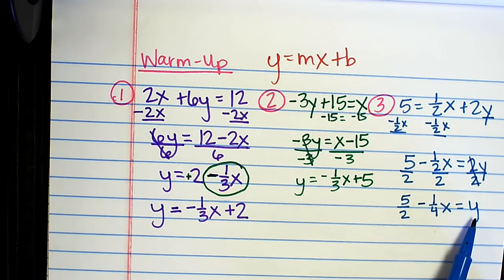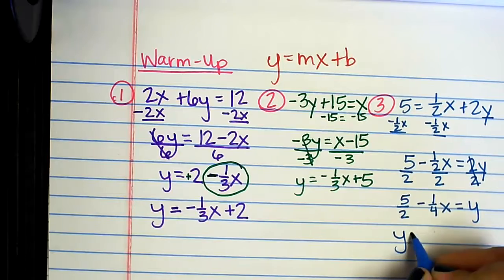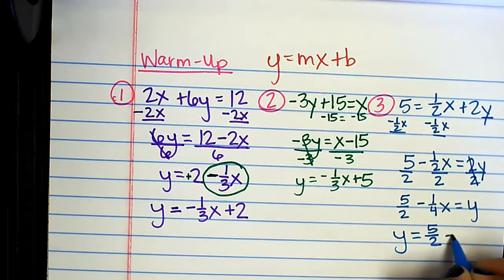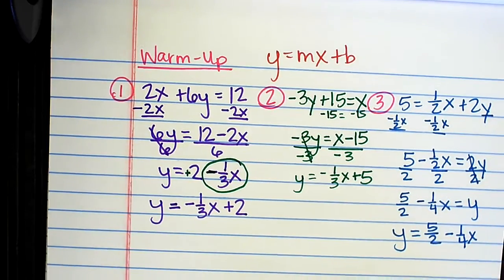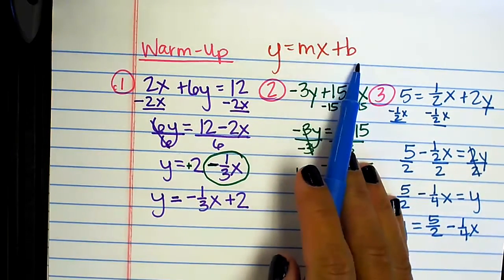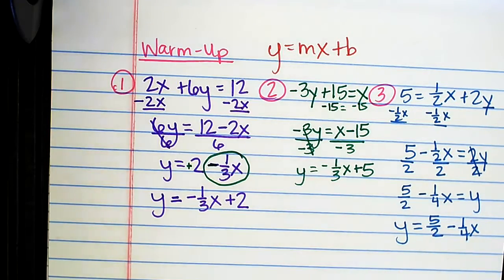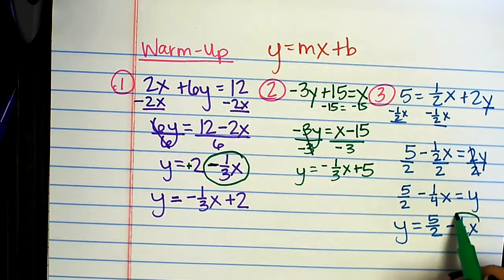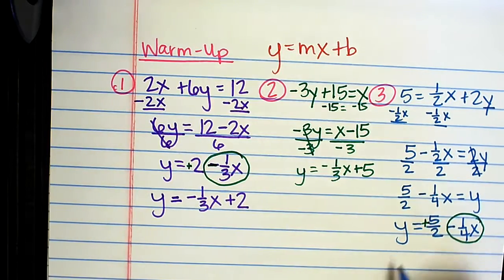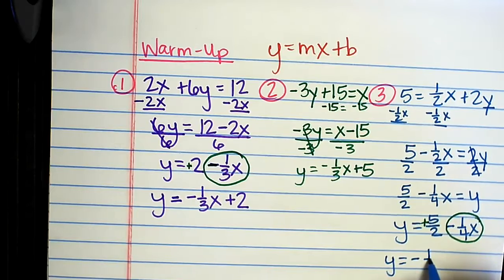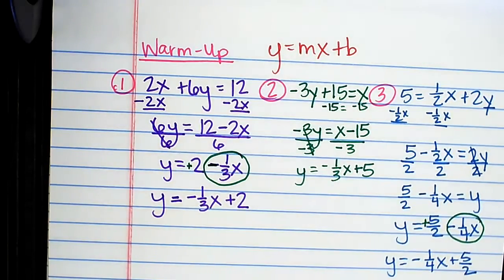If I want to make it pretty, first I'm going to move the y to the other side, and I'm going to write it exactly the same. But then also, if I want it in mx plus b instead of b plus mx, I'm going to switch them. Again, making sure that my 1/4 stays negative and my 5/2 stays positive. Negative 1/4 x plus 5/2. And again, once we have them solved for y, we have reached our goal, so we are finished.